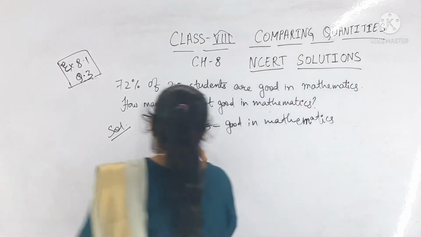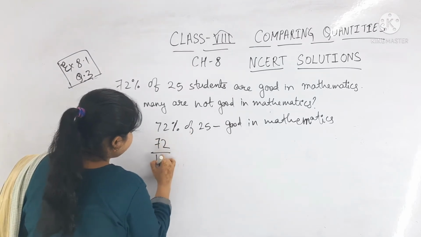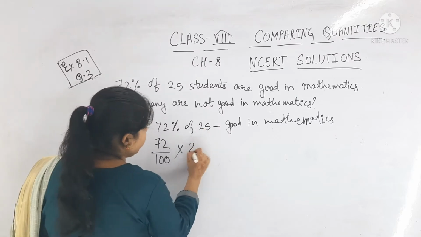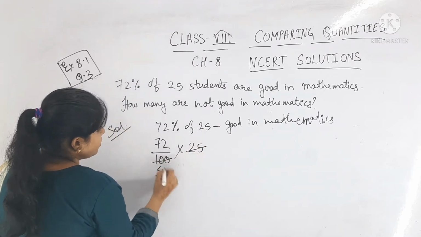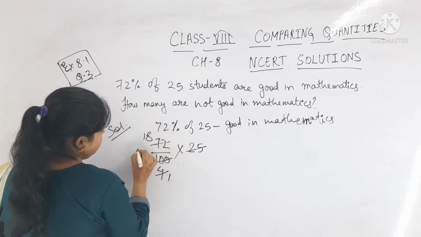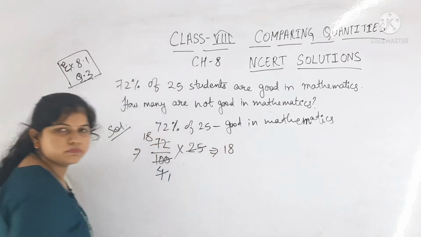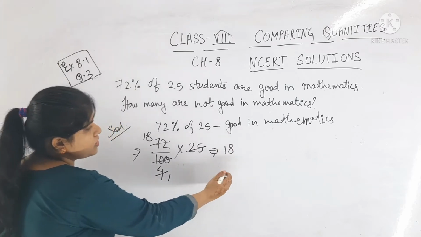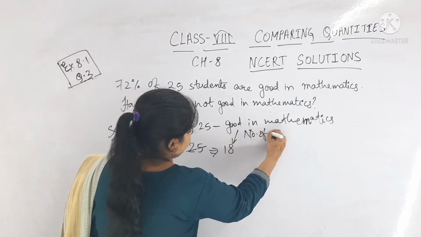So here 72%, I can write this one as 72 divided by 100. Of means multiply, and this 25. So 25 ones are 25, 4 ones are 4, 4 8s are 32. So here 18, right? So 18 is the number of students good in mathematics.